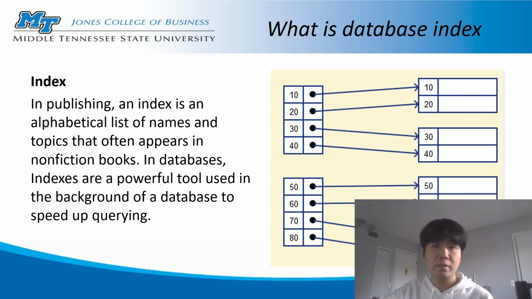Firstly, let's talk about what a database index is. In publishing, an index is an alphabetical list of names and topics that often appears in nonfiction books. But in databases, indexes are a powerful tool used in the background of a database to speed up querying. Indexes power queries by providing a method to quickly look up the requested data. Simply put, an index is a pointer to data in a table.